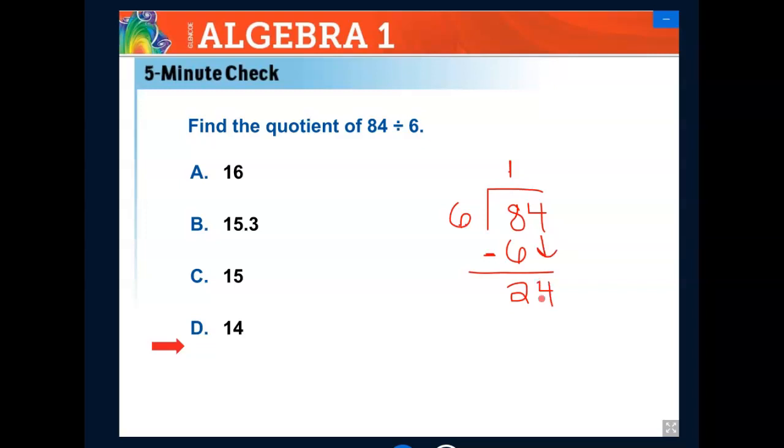How many times does 6 go into 24? 4. So what do we get? 14.